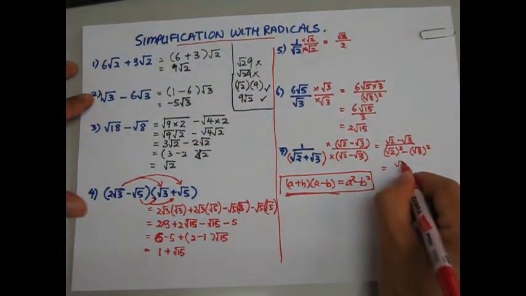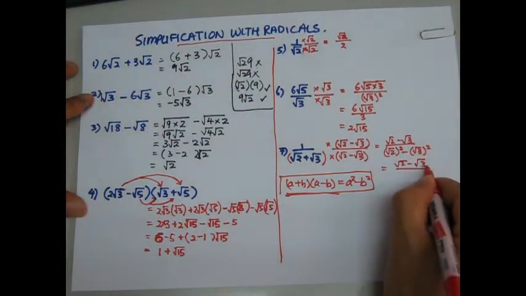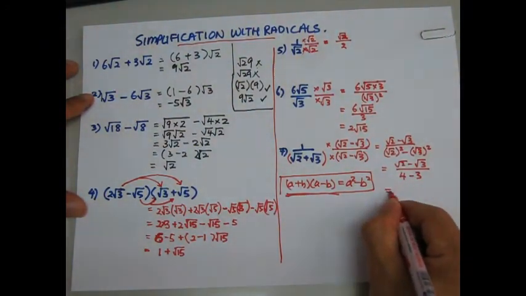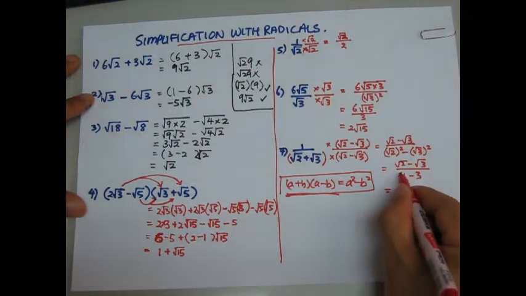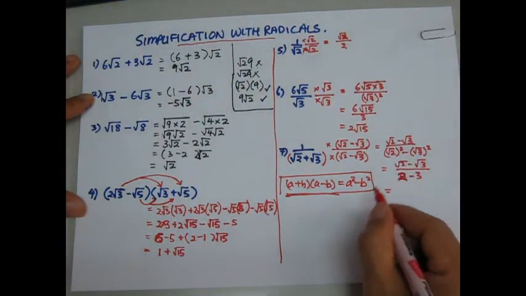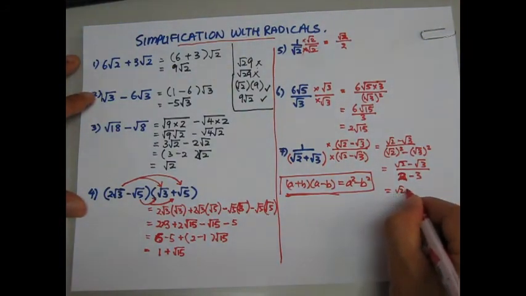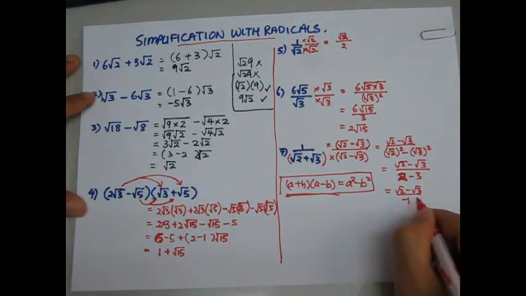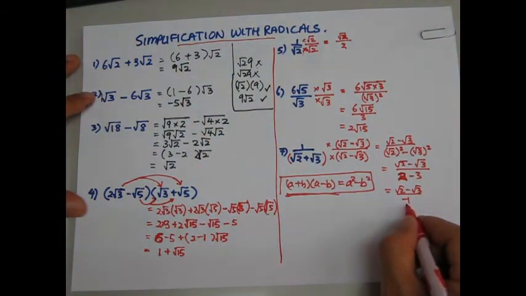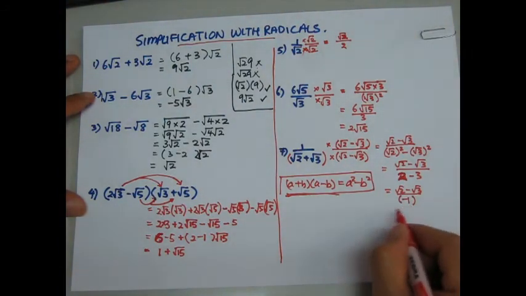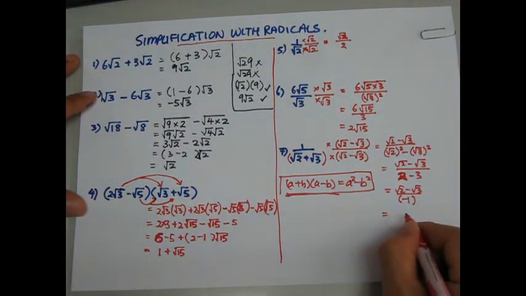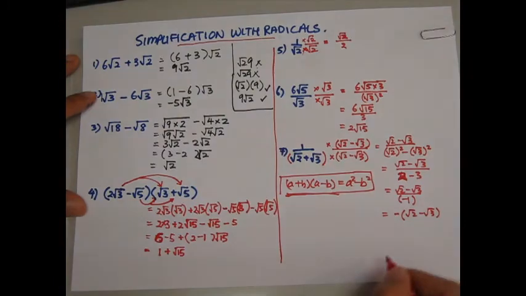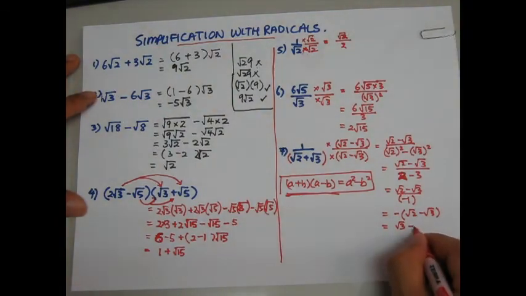So that's square root of 2 minus square root of 3 over 4 minus 3. Oh, sorry. That should be 2 minus 3. I made a mistake again. Twice I made a mistake this time. Square root of 2 minus square root of 3 over negative 1. Now, if you have a negative number denominator, it is good to put a bracket. Or you can put the negative on top, like this, and multiply through, then you will get square root of 3 minus square root of 2.